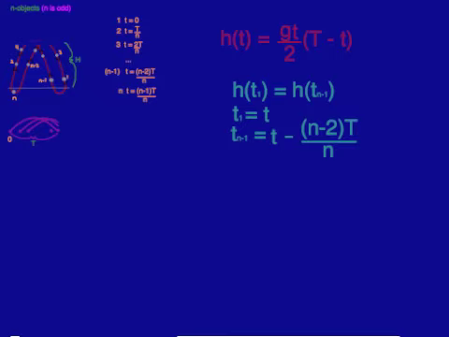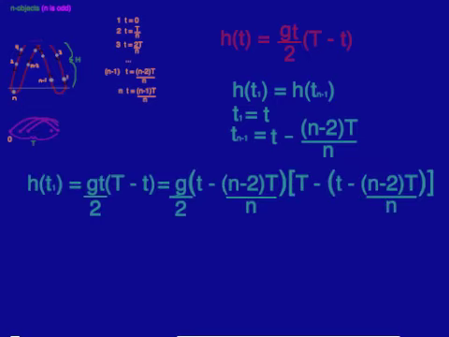Let's say that the amount of time representing how long the first ball has been in the air is lowercase t. Therefore, the amount of time that the n-1th ball has been in the air is this measure of time, lowercase t minus n-2 big T all over n, which is shown by the orange equations in the top left.